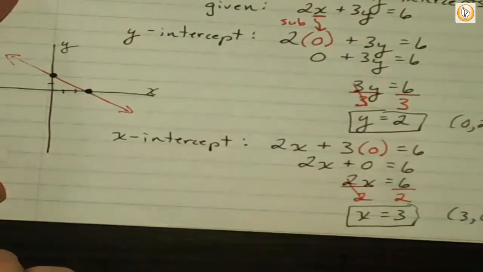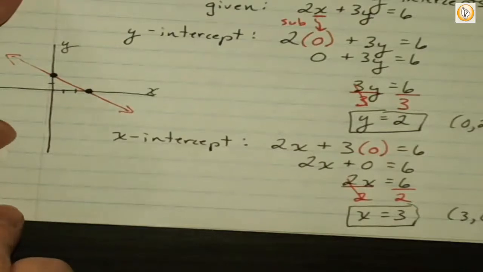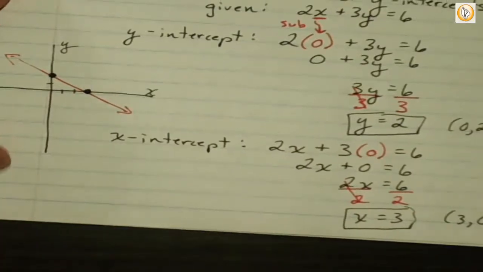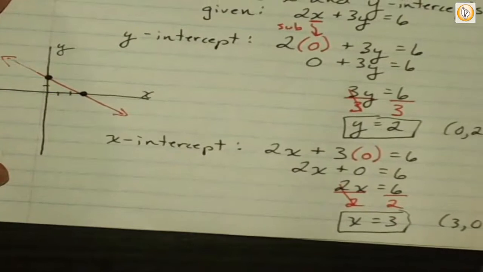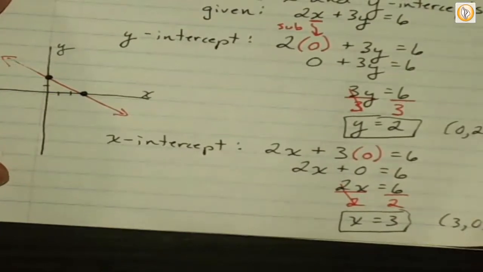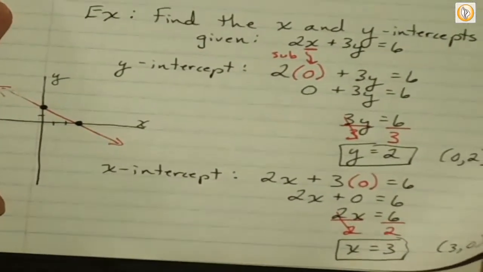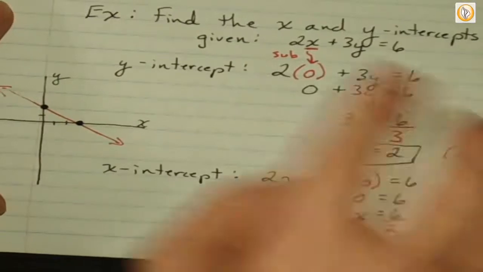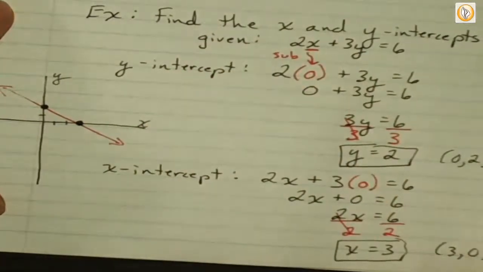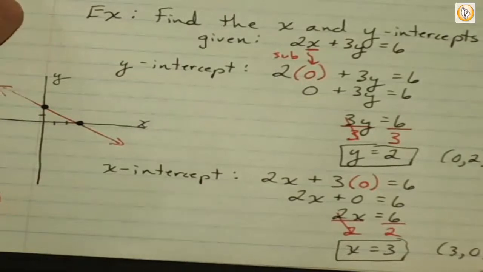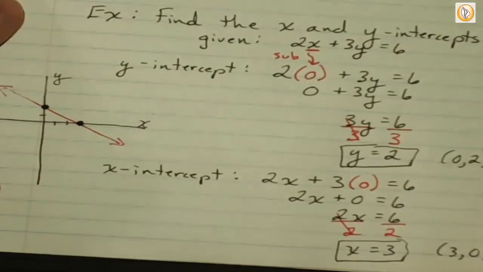Is that one of the rules? Yes, that's a rule. It's always 0. If you need to find the x and y intercepts, that's the only thing you need. Very seldom are you going to use this, but you need to know how to do it. All right, let's move on.